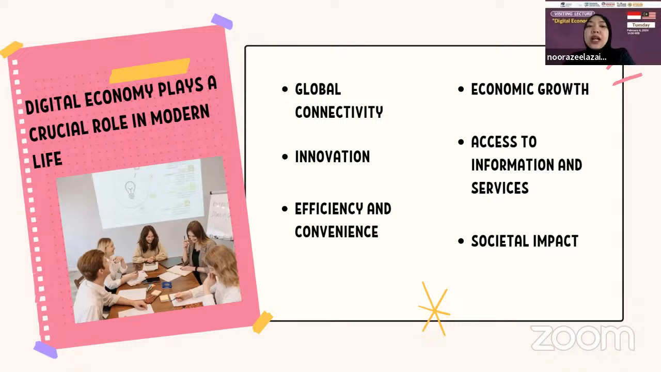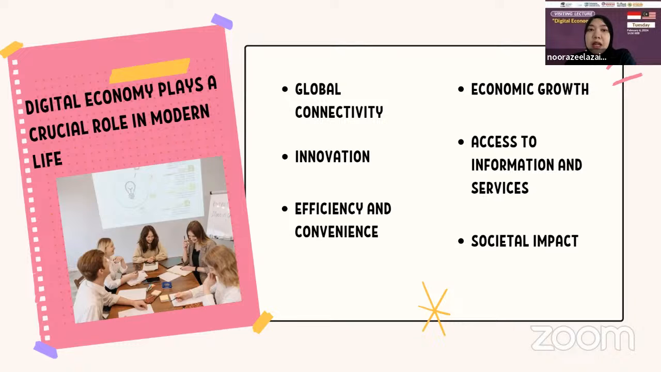The second one, economic growth. Digital technology has become a key driver of economic growth. It has created new industries, jobs, and business models, while enhancing productivity and efficiency across various sectors.